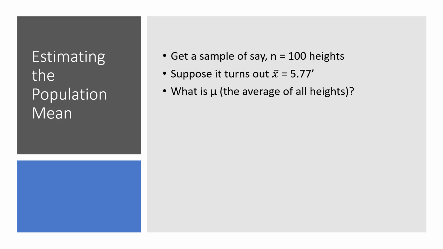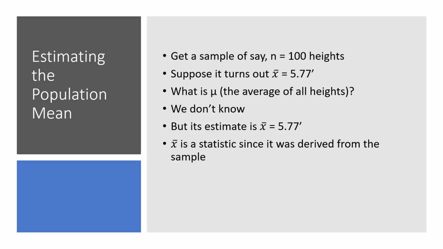We have a sample of 100 heights, and it turns out that the average is 5.77 feet. What's the population mean, or the average of all heights? We don't know, right? Because we only have a sample. We don't have everybody. So we have an estimate of that population mean as 5.77. So x bar, our sample mean, is a statistic because it's the sample mean.